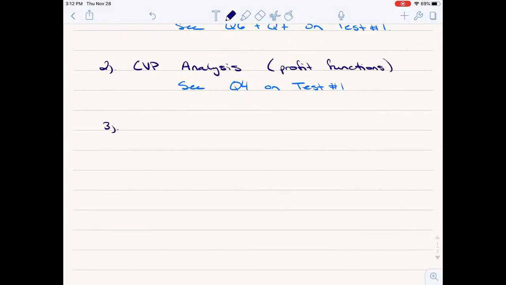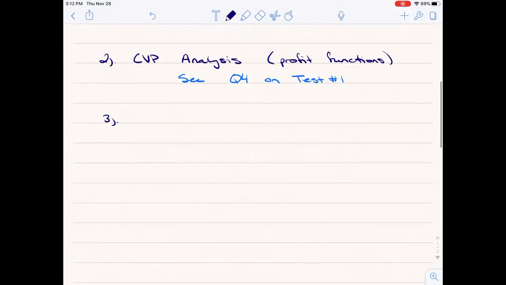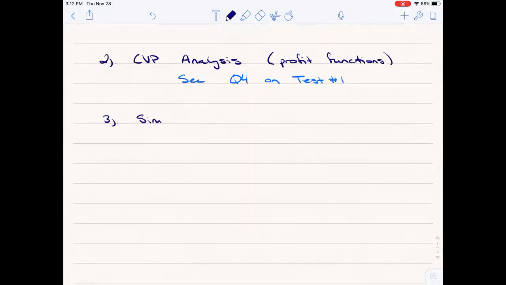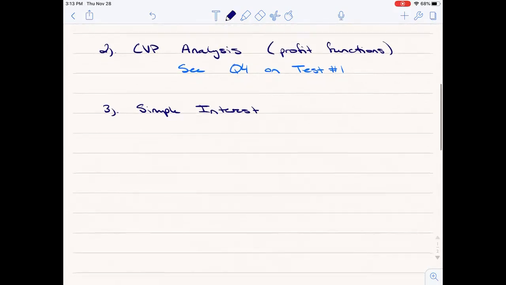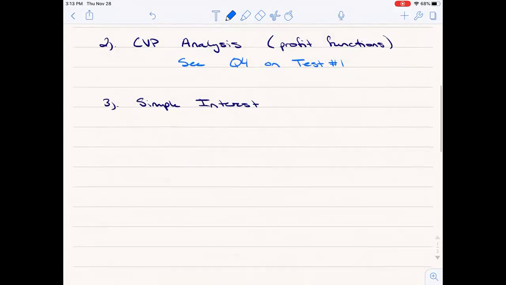The next question, we're going to move into simple interest, right? So there's a simple interest problem. Okay. And so here's where I got caught up. I don't remember which questions on test 2, but I'll just say see test number 2.